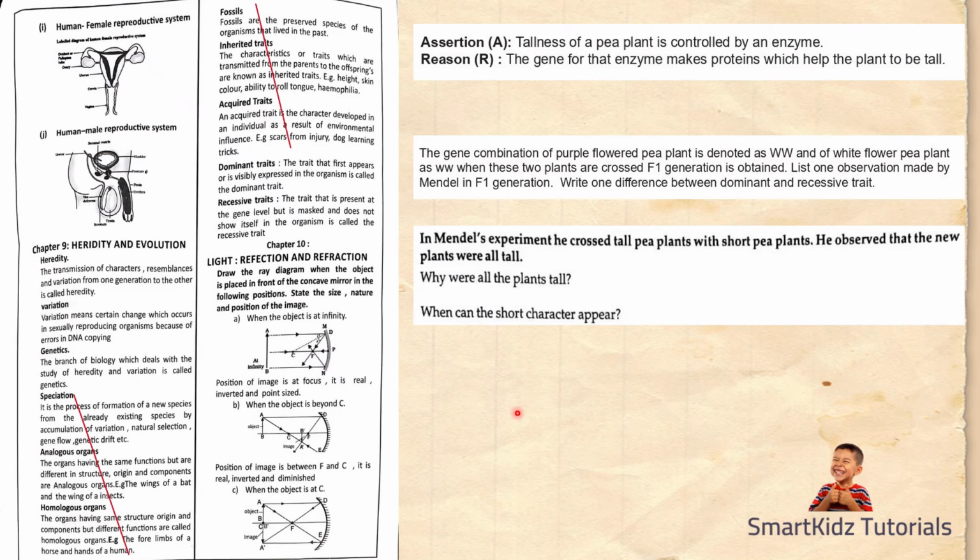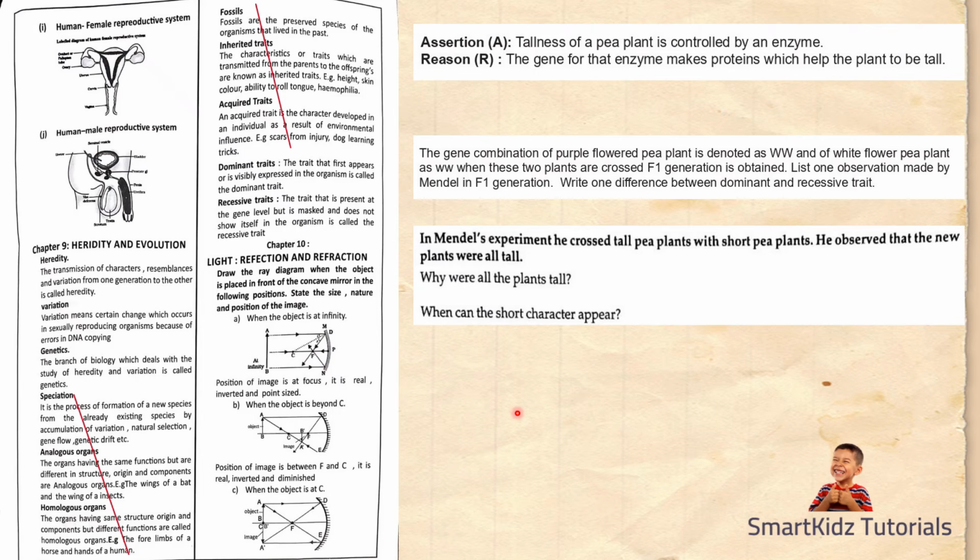Who was Mendel? You should know who Gregor Mendel is, and what title he has been given. So what is heredity? What are inherited traits? All this you should know, and how they bring about variation. But the Mendelian experiment is very, very important.